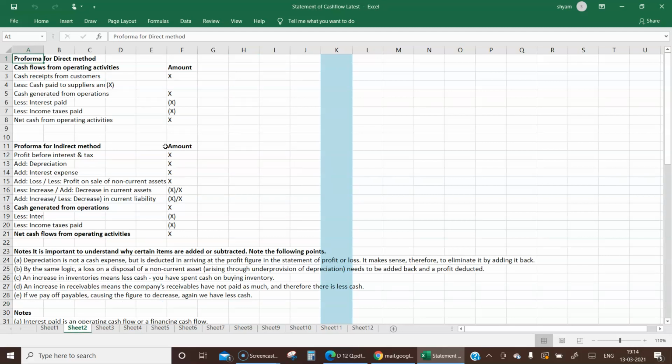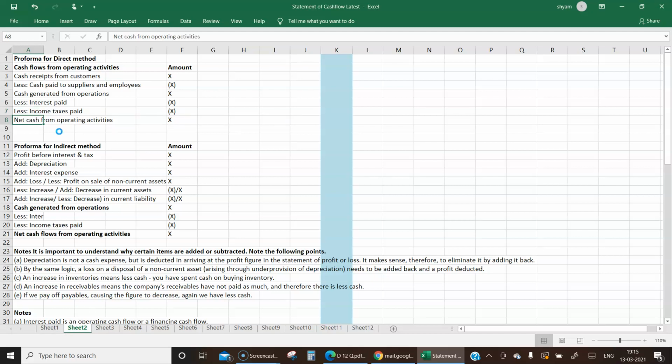So this is the direct and indirect problems. What we are going to start with is the direct method. In the direct method, the pro forma is going to be like this, only for operating activities. Directly, any cash receipts from customers is a cash inflow. From there, any payment made, like payment to suppliers and employees, and then we adjust the interest paid and income tax paid, and we'll get the net cash from operating activities. So that's about the format here.